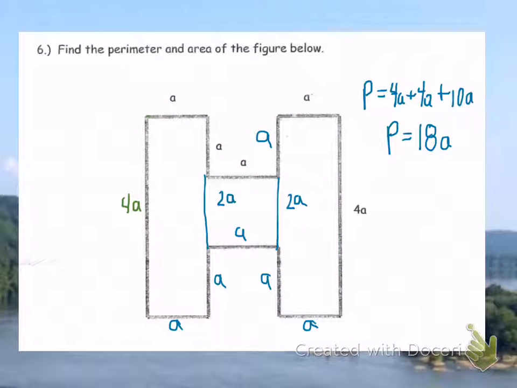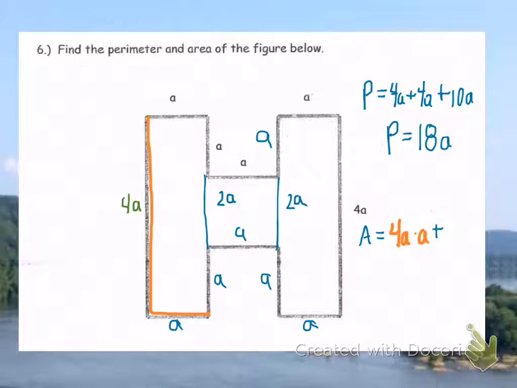All right, so I cleaned up the drawing a little bit so we can take a look at area. For the area of the figure, I have 3 different rectangles. I have a rectangle that has a length of 4A and a width of A. So to find that area, I would do 4A times A. And then I have to add that to the area of the middle rectangle.